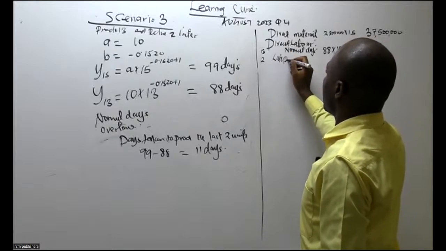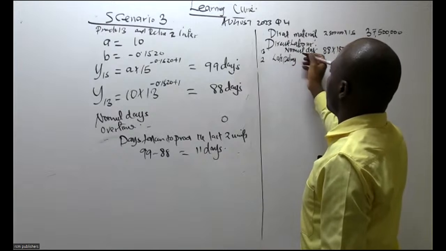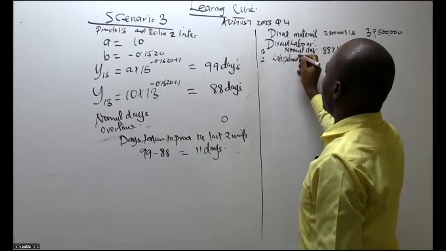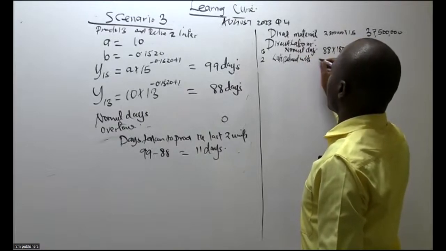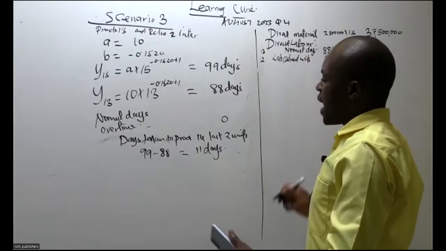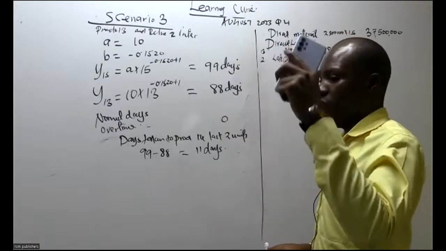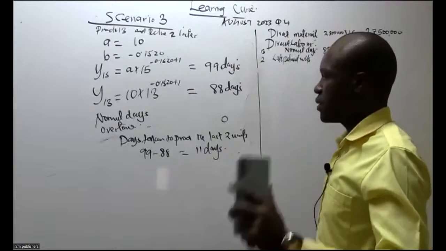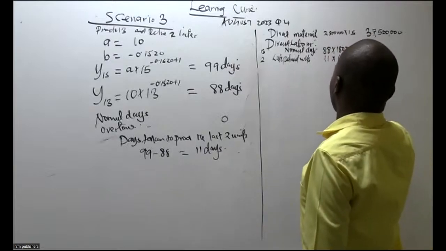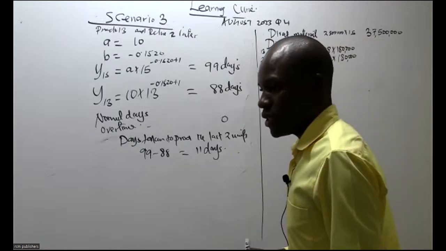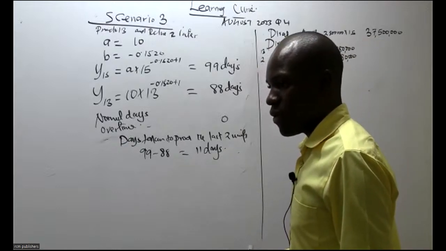Delivered units, they are taking 11 days, and it is not within the overtime. It is still within the normal working days. Times 180,000. I'm told it is 1584.